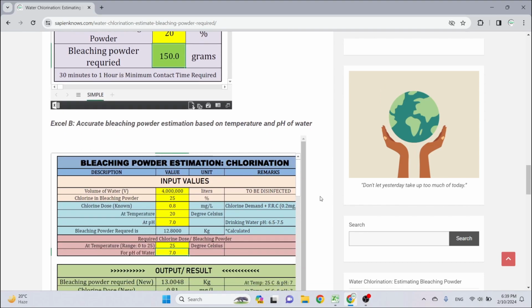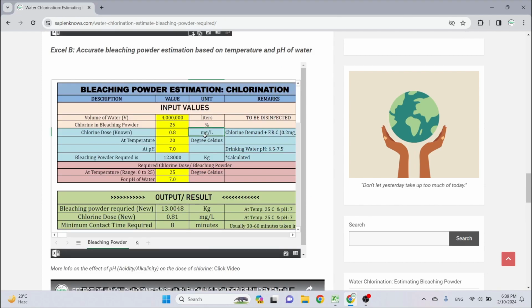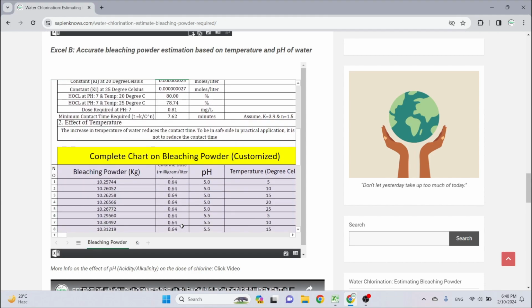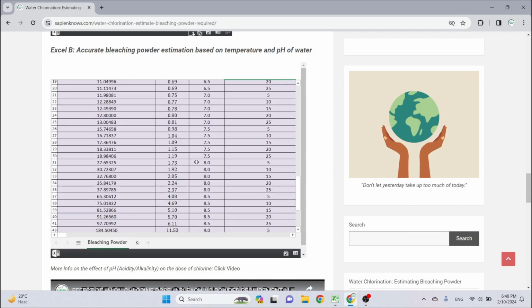And in the second way, if you know the chlorine dose at one temperature and pH and you require the chlorine dose at another temperature and for another pH of water, this is a relatively complex method compared to the first method, but from this sheet you can also design or estimate the bleaching powder with pH and temperature. Also you get a complete chart which has the bleaching powder, chlorine dose, pH and temperature. It means that with temperature and pH the bleaching powder is also known from this chart.